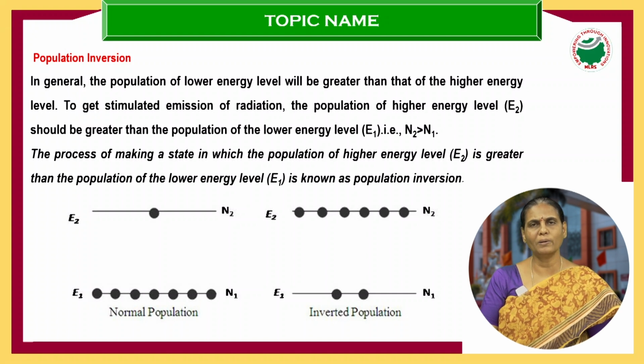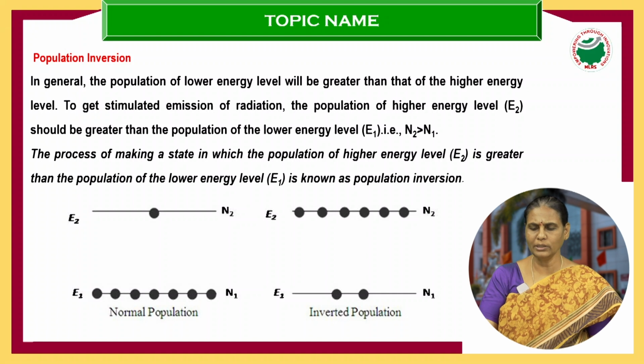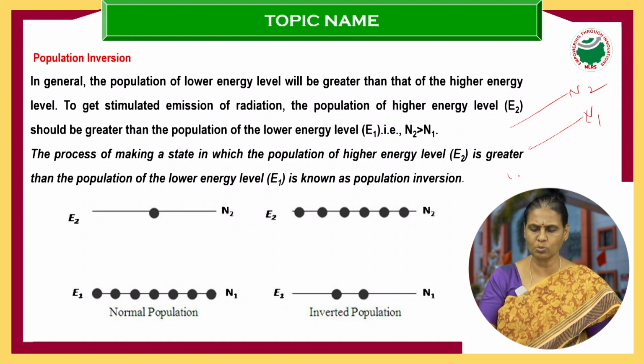Now, what is this population inversion? Population, the word itself is giving you, population is inversed. You can understand it in a simple manner. We are having two energy level systems with N1 and N2 number of atoms corresponding to energy E1 and E2.